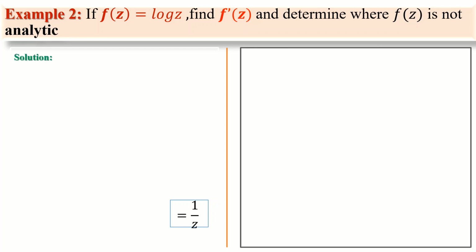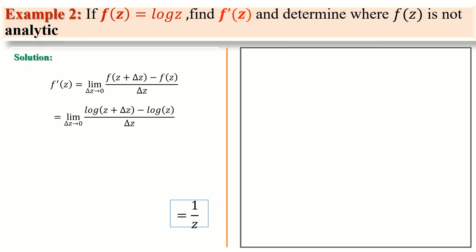By definition we have f dash z as the limit as del z tends to 0 of f of z plus del z minus f(z) upon del z. So the limit as del z tends to 0 of log of z plus del z, minus log z, upon del z. By the property of log, that log m minus log n is log m upon n, we have written it here.